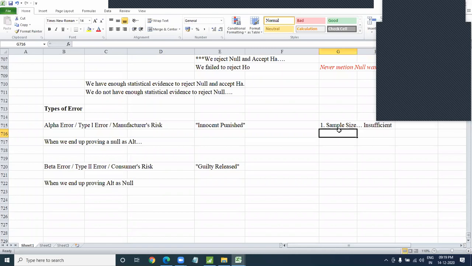So the people who traditionally were not using the proper statistical methods were victims of a type 1 or a type 2 error because you had a smaller sample to deal with. And the inferences will be wrong. You might end up proving null as alternate or alternate as null. You have made a mistake.